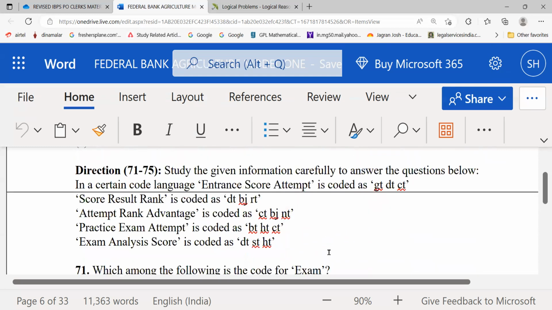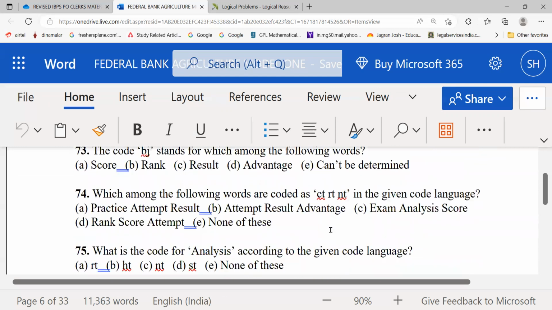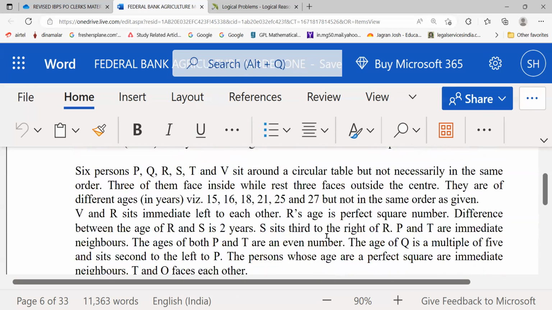This is known as coding. Score, result, rank is coded as this. You have to find the coding. This and all you can do. It's not difficult. Here again, another.